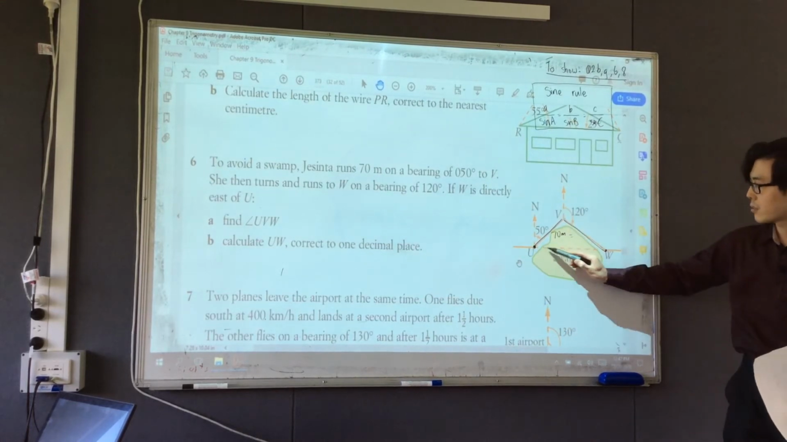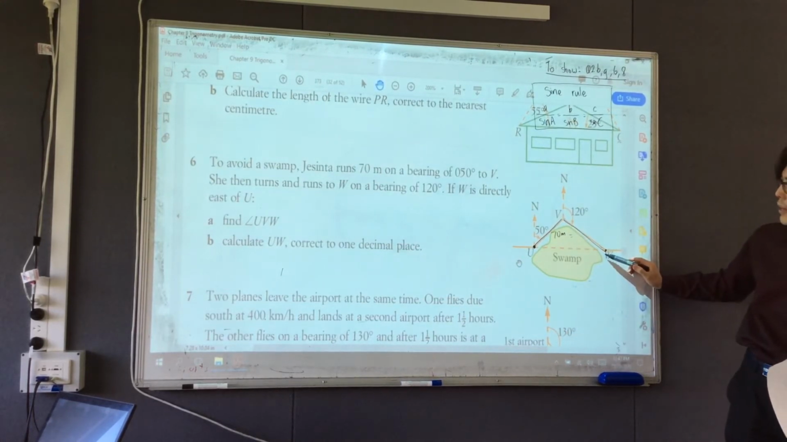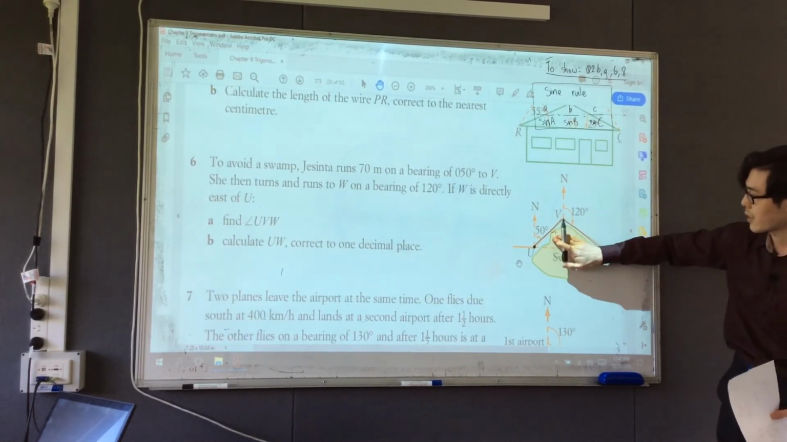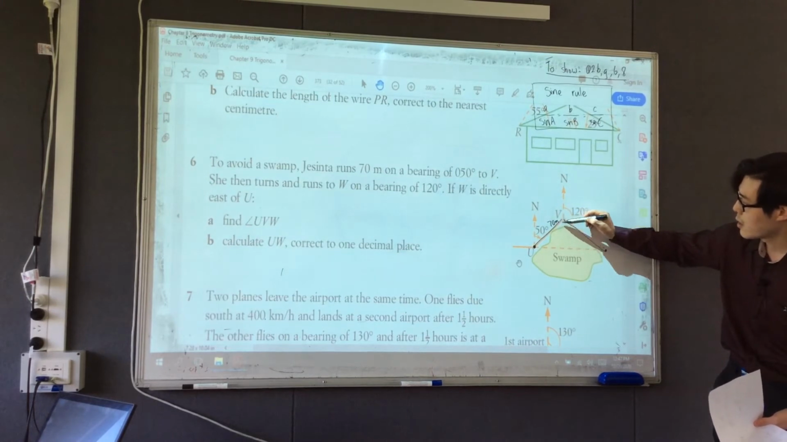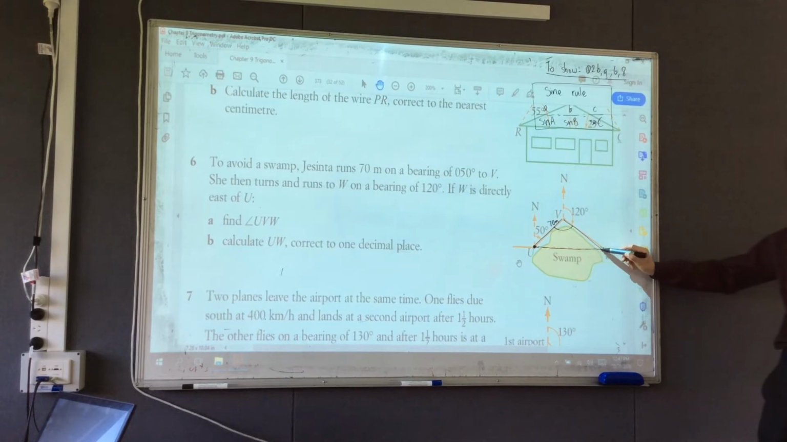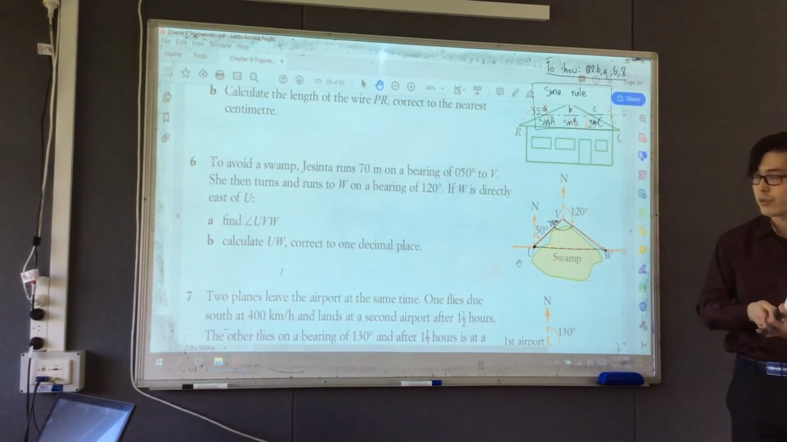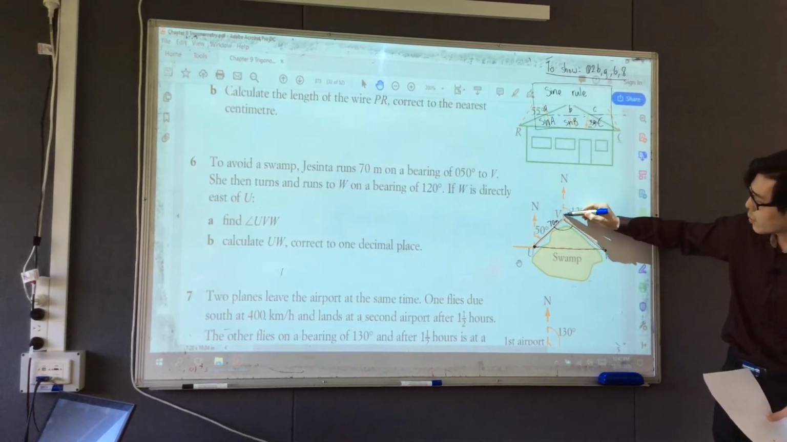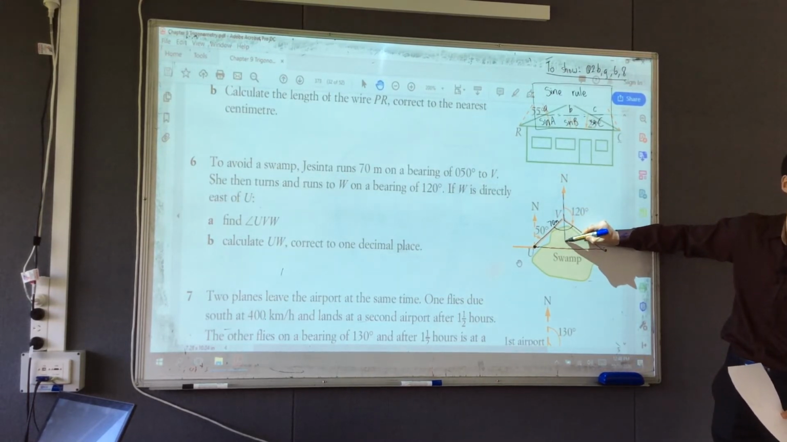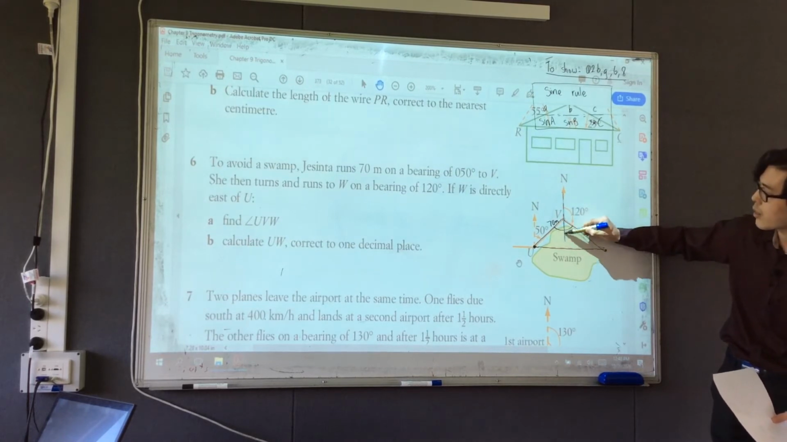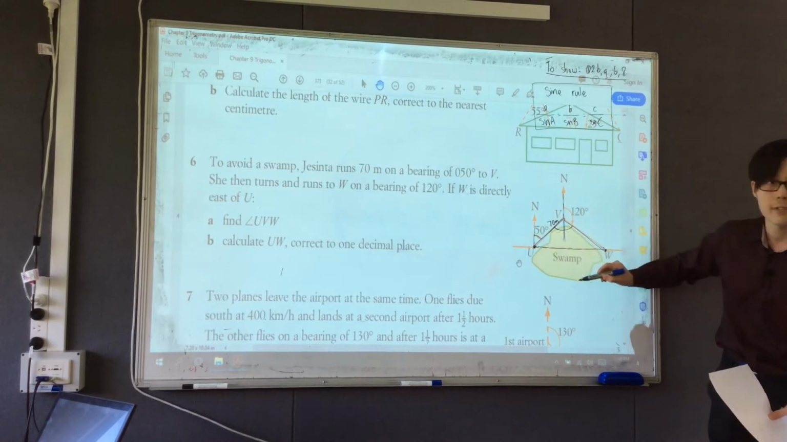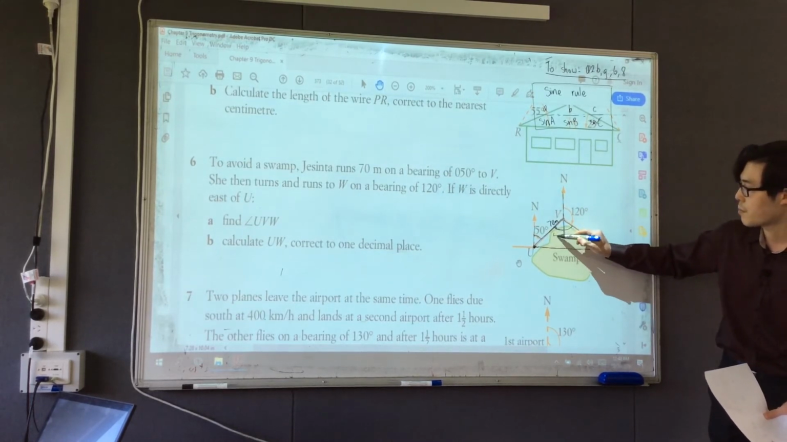W is directly east of U, find the angle UVW. So I'll just write 70 here. They want you to find that angle. This is a very typical exam question. They always ask you to find the middle angle. And the trick is to do this. See that north line? Continue it all the way down. The reason I want to do that is because, look at that, if that's 50, this is also 50 because of alternate angles. See the Z?